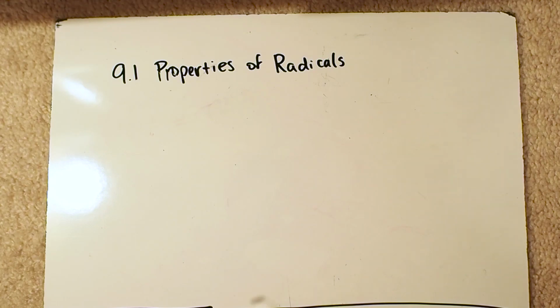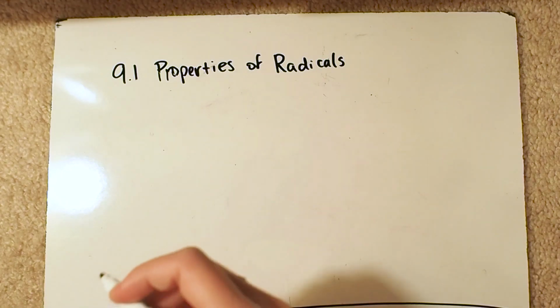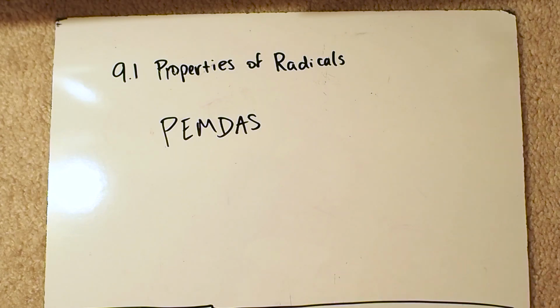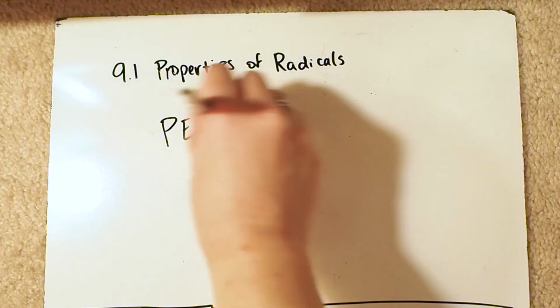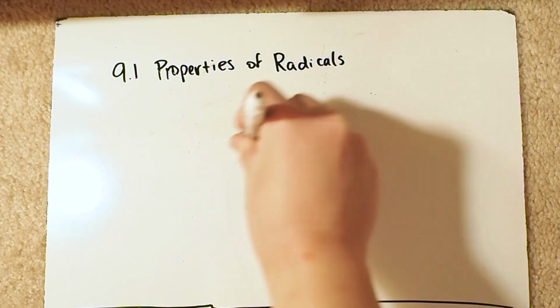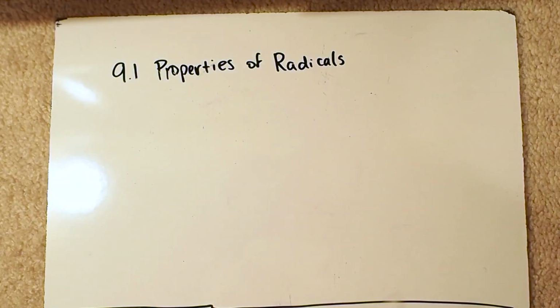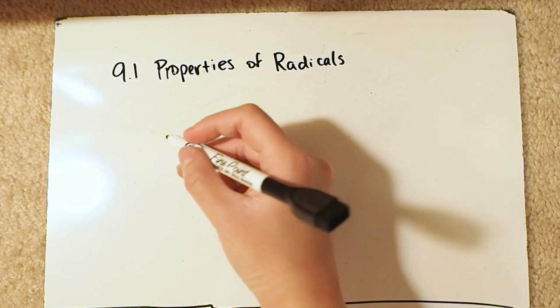Hello everyone! Today we're going to be talking about the properties of radicals. We have to remember that a radical counts as an exponent, which means that when we're talking about PEMDAS or SADMAP, it comes in the E order of operations. Let's look at the product property of radicals.